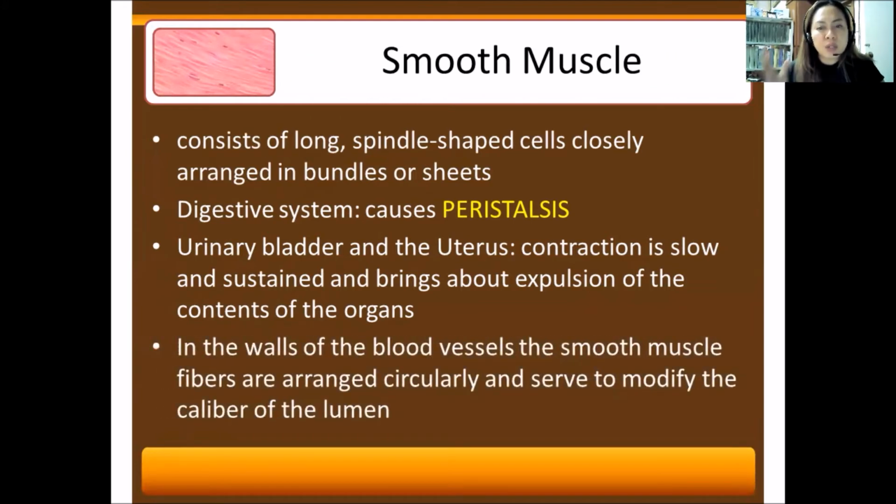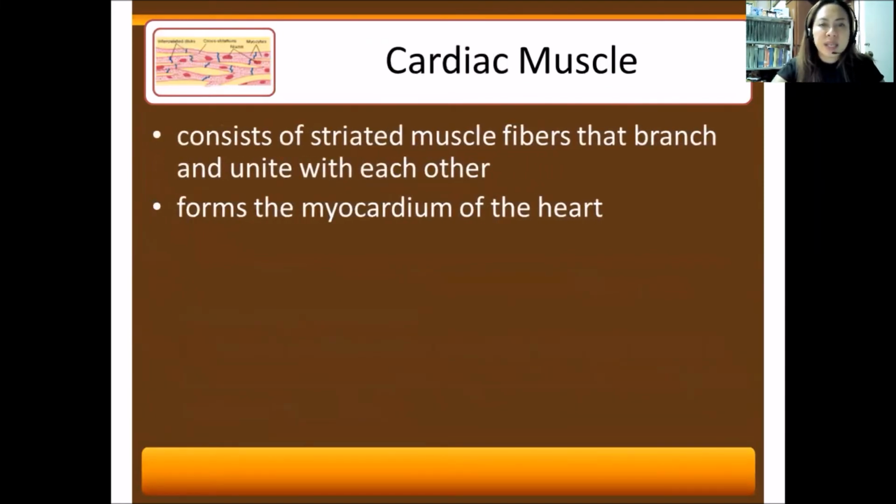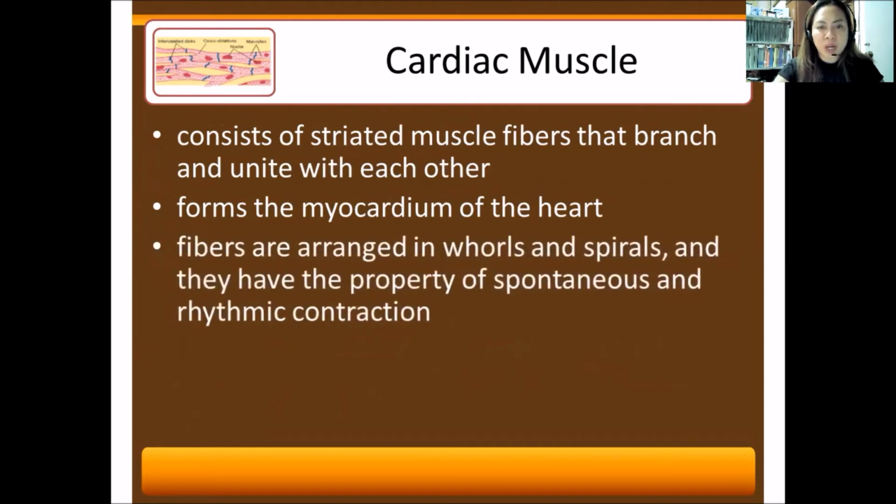Okay. In the walls of blood vessels, we can also find the smooth muscle fibers. They are arranged circularly and serve to modify the caliber. Minsan maliit, minsan malaki. They modify the caliber of the lumen of these blood vessels. Okay. Then lastly, the cardiac muscle. So this consists of striated muscle fibers that branch and unite with each other and forms the myocardium of the heart.